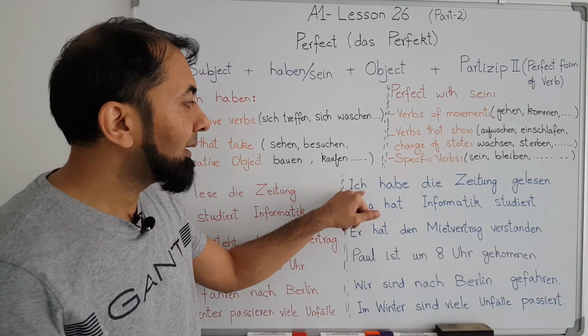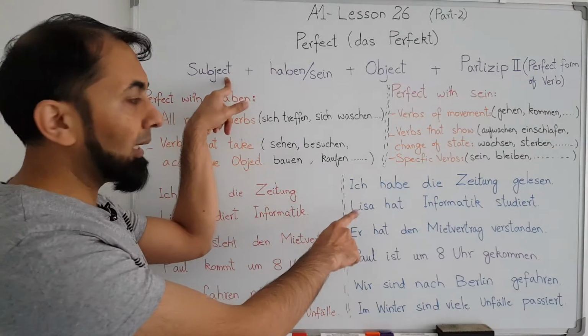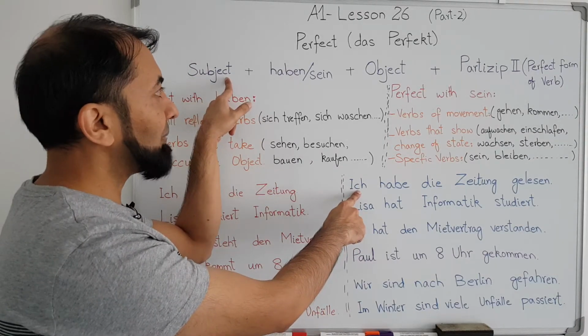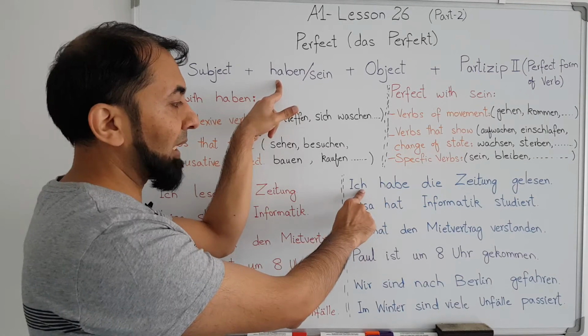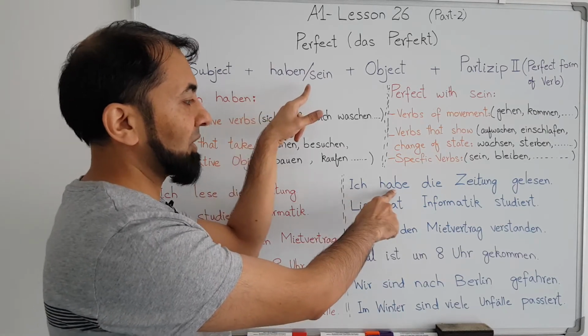Now you see that we have followed this formula. The subject comes at the first place, then we have used the haben verb and we have conjugated it with respect to the subject, so it becomes habe.